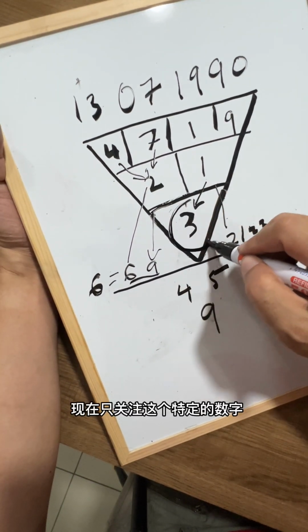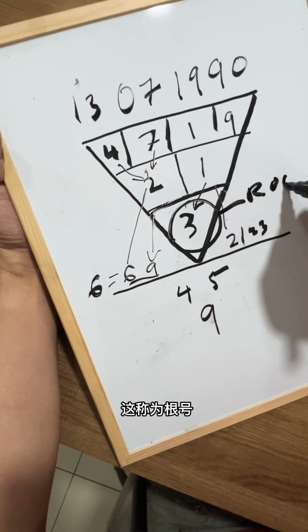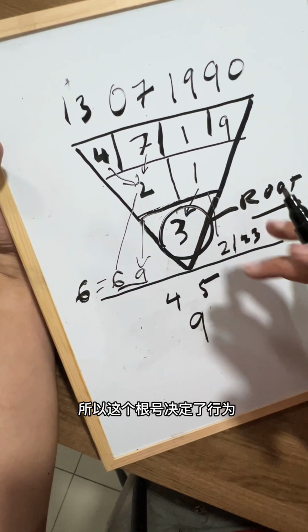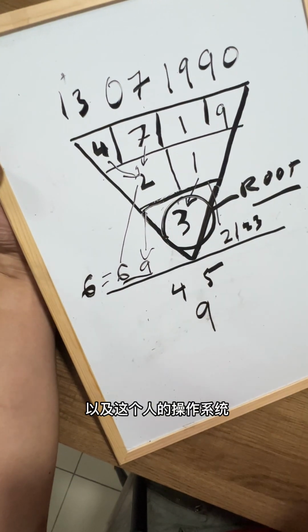Now just focus on this particular number. This is called the root number. So this root number determines the behavior and the operating system of this person.